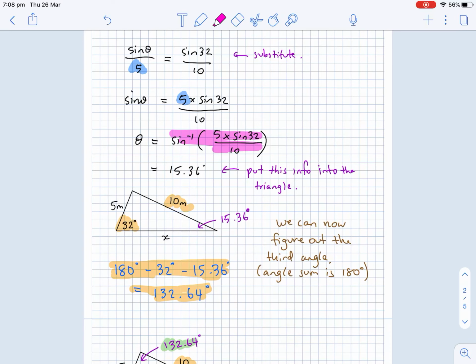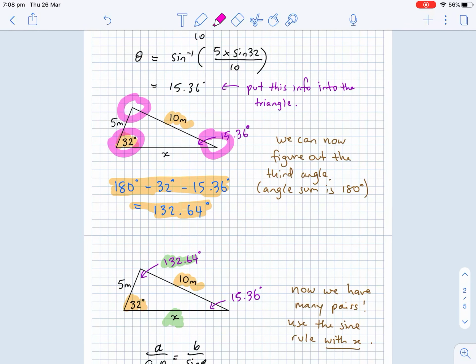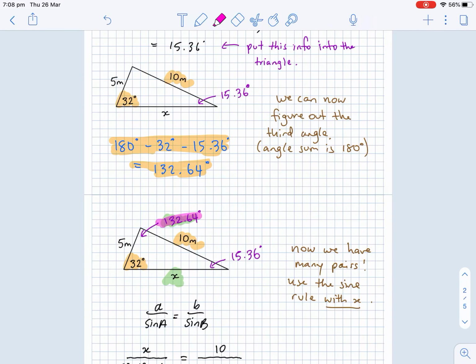So we're pretty much trying to get more information about this so that we can have more pairs, and therefore we can eventually try to pair up with our x, and we try to figure out this angle here. Because we know this angle and this angle, we can figure out this third one by using the angle sum of a triangle. They all add up to 180 degrees. So if I do 180, take away these two, it leaves me with my final angle, 132.64 degrees. So that's up there.